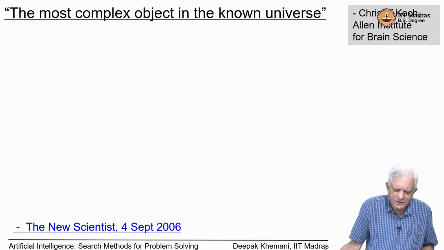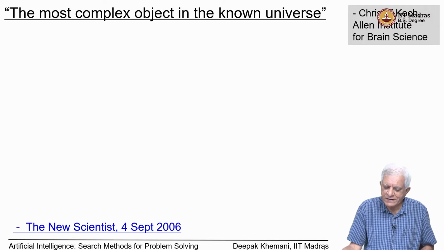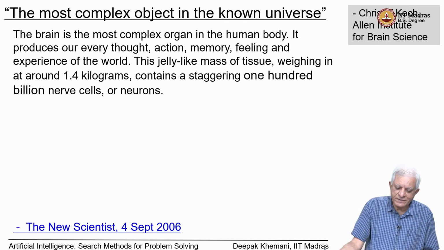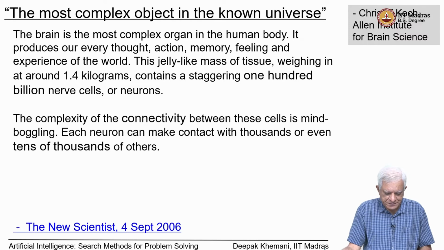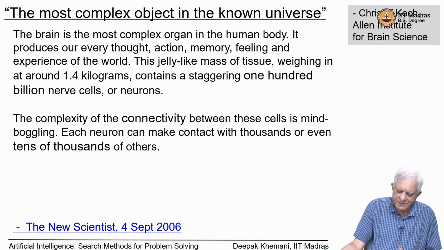So, let us talk a bit about the human brain, as some people have called it the most complex object in the known universe. The brain is the most complex organ in the human body. It produces our every thought, action, memory, feeling and experience of the world. This jelly-like mass of tissue weighing about 1.4 kilograms contains a staggering 100 billion nerve cells or neurons. The complexity of connectivity between these cells is also mind-boggling. Each neuron can make contact with thousands or even tens of thousands of other neurons.